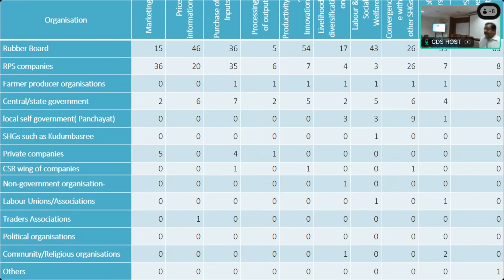The RPS, in other words, is living in a vacuum, living completely dependent upon the rubber board. The connection is between the rubber board and the RPS, and some amount of interaction with the rubber RPS companies. The rest of the world where the RPS is located does not matter. Now, is it important? It's an extremely important thing.